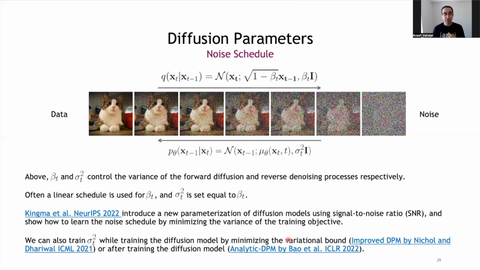And this other paper here, Analytic-DPM by Bao et al. at ICLR 2022. This paper actually got the Outstanding Paper Award this year at ICLR. They showed how, after training your diffusion models, you can use this to compute the variance of the denoising model analytically post-training.